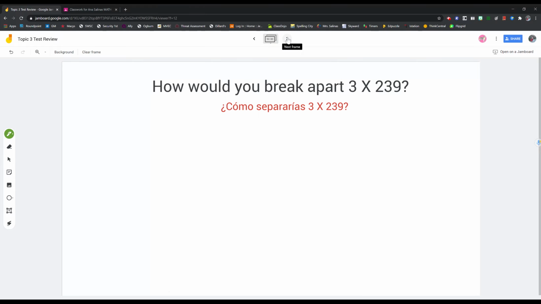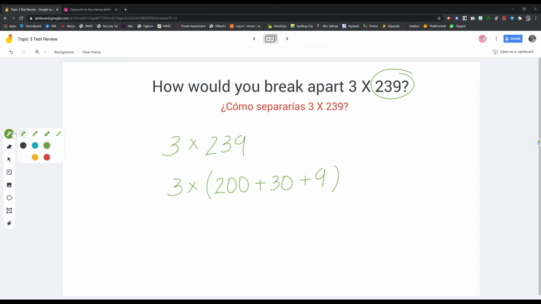How would you break apart 3 times 239? We always start with a large number. That's the one we break apart. So if I have 3 times 239, how would I break apart 239? Well, the 2 stands for 200 because it's in the hundreds place. The 3 is in the tens place. It represents 30. And the 9 is in the ones. It just stays as a 9.